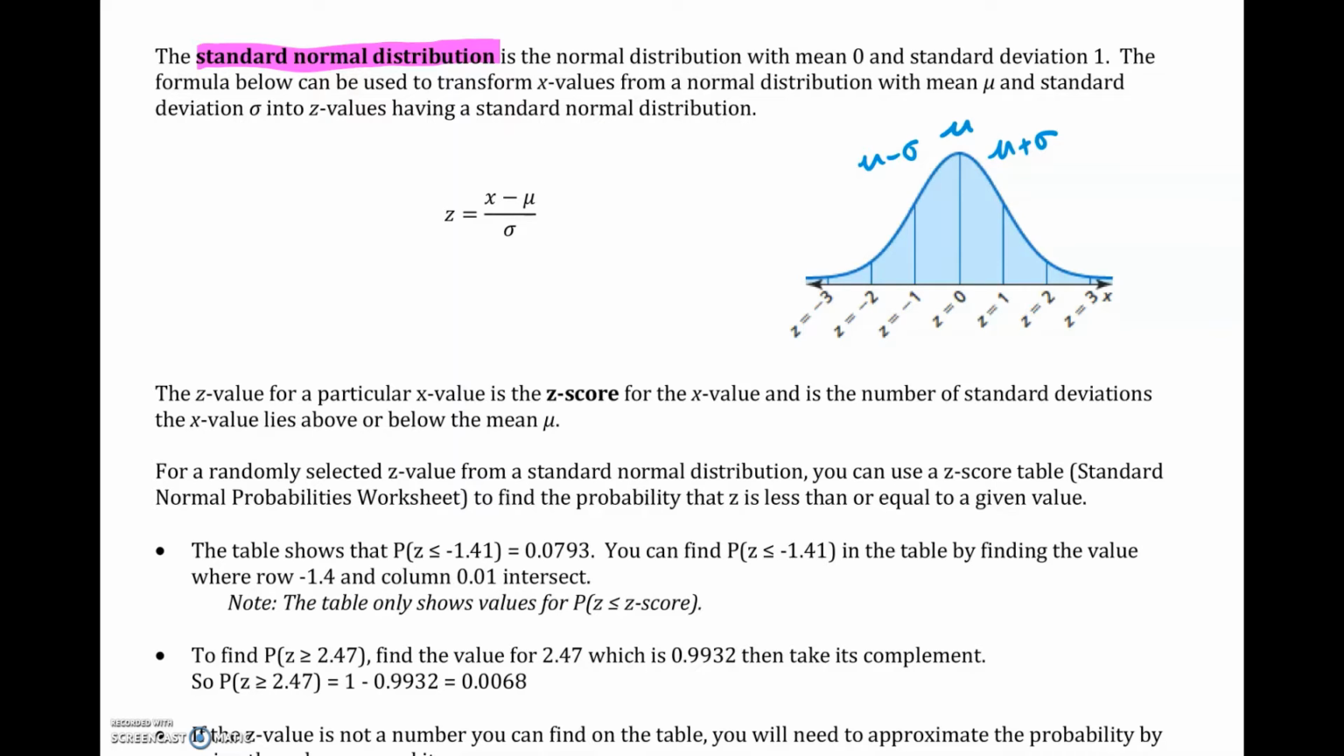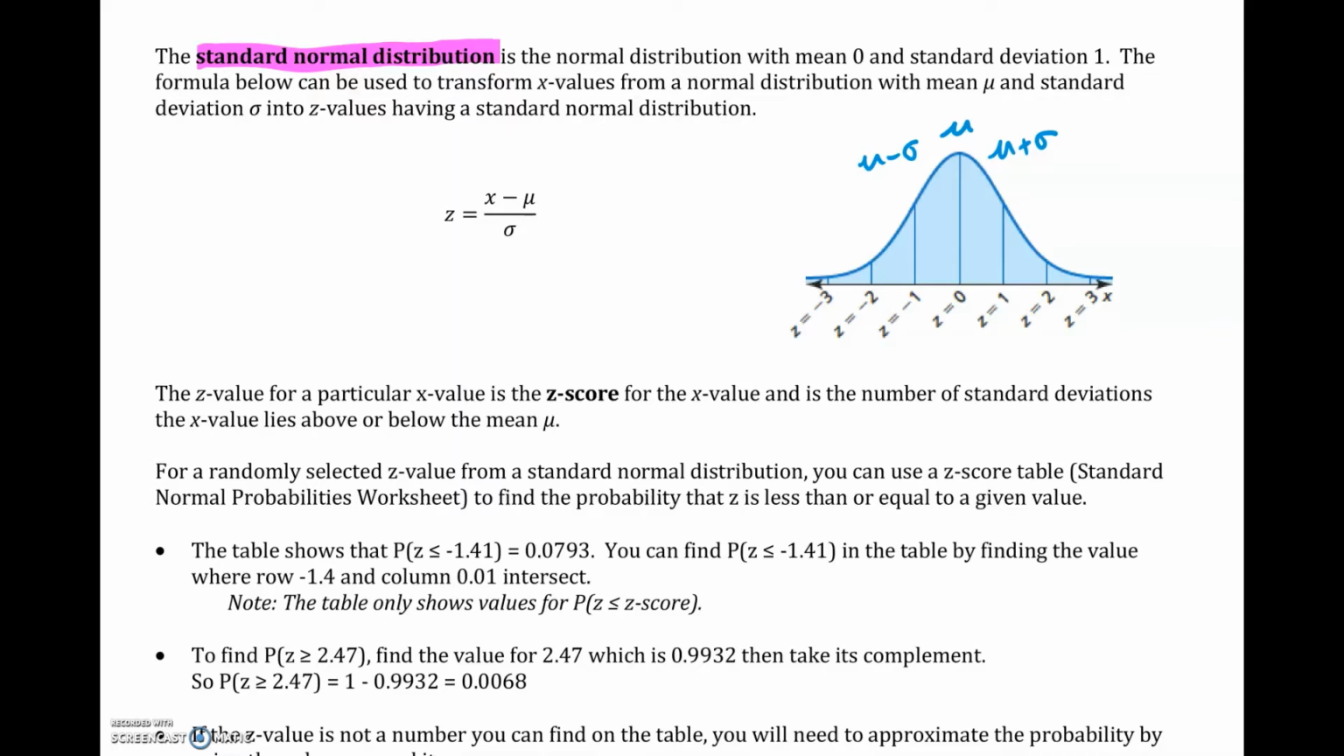But that mean value could be anything. It could be 1. It could be 17. Our standard deviation could be 0.034. It could be 14.8. So when you're trying to compare two different distributions, it can be a little bit harder to do a good comparison when we have so many different values.